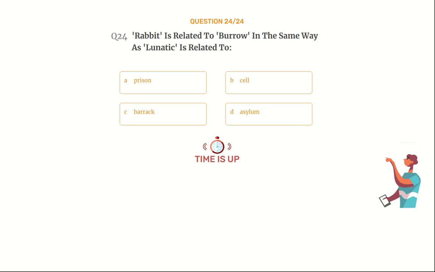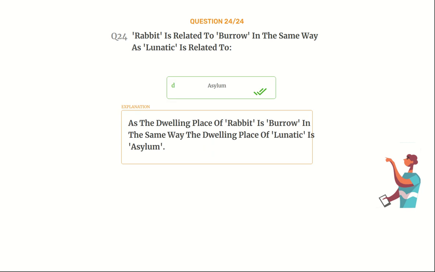The correct answer is option D. Asylum, as the dwelling place of a rabbit is a burrow, in the same way the dwelling place of a lunatic is an asylum.